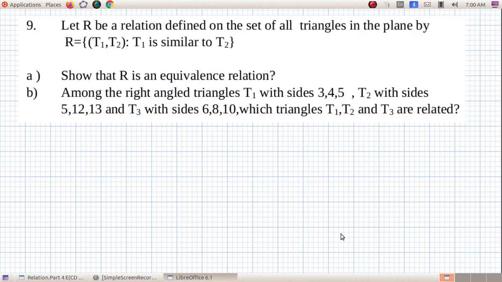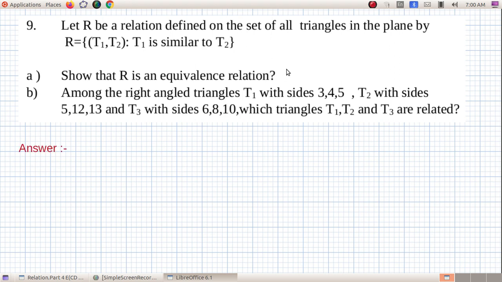Now, next question, question number 9. Here the relation is defined on the set of all triangles. There are two popular relations among the set of all triangles, that is similarity and congruence. First, in this case we are discussing the relation similarity among the triangles. We are going to show that the relation similar is an equivalence relation.